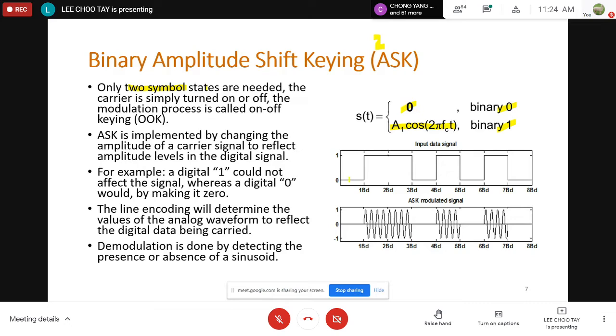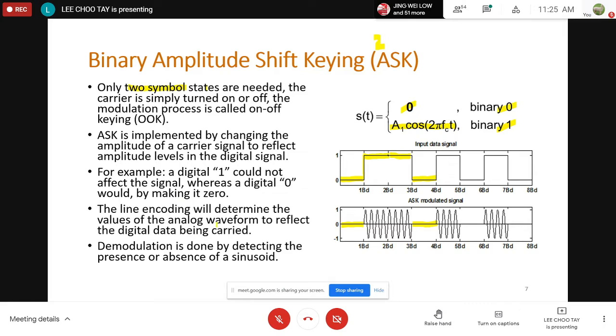Let's say the first bit is a binary 0, so we don't send anything. The second bit is a binary 1, so we send a cosine signal. The third bit is also a binary 1, so this is followed by a string of cosine wave. The fourth bit is a 0, so we send nothing. Looking at the modulated signal, we just turn on and turn off the carrier signal based on the binary information.